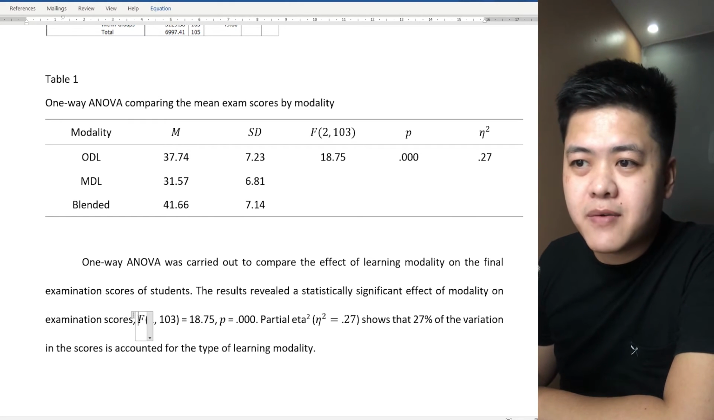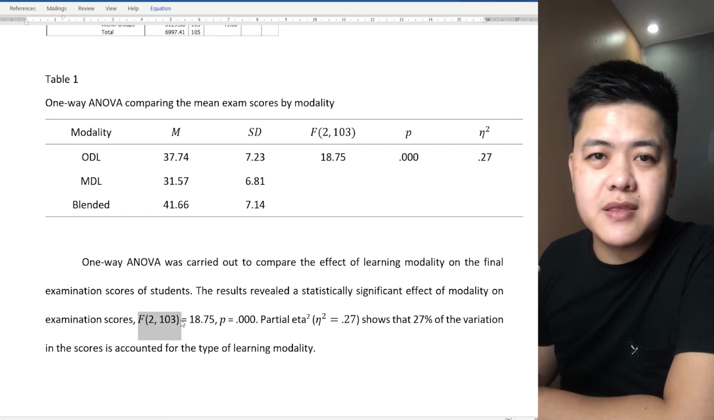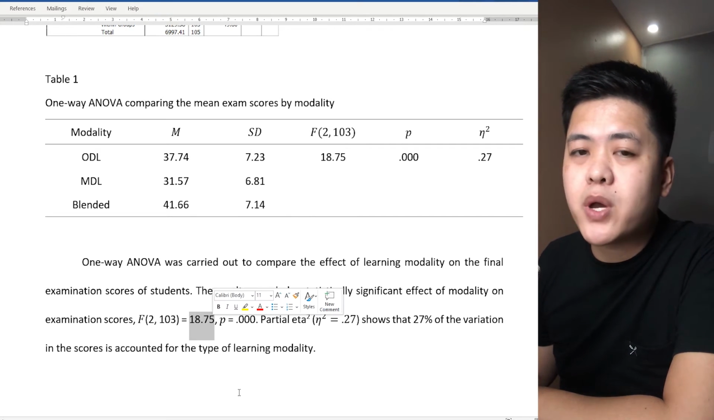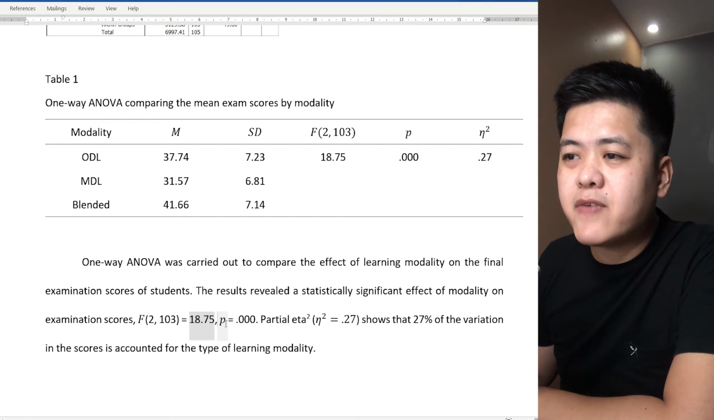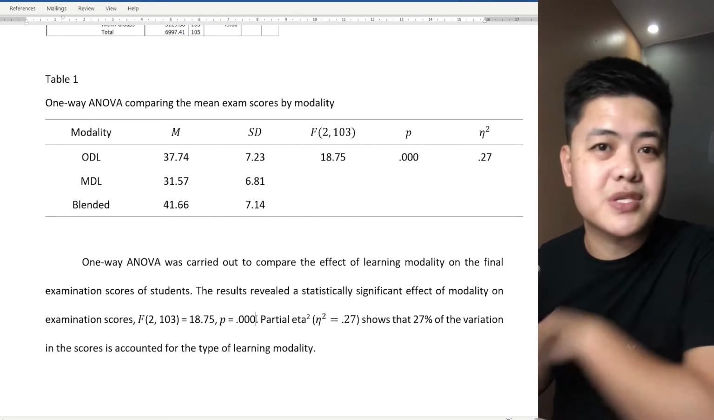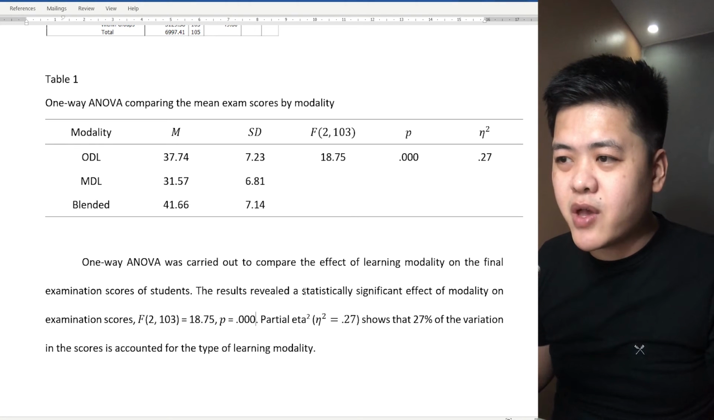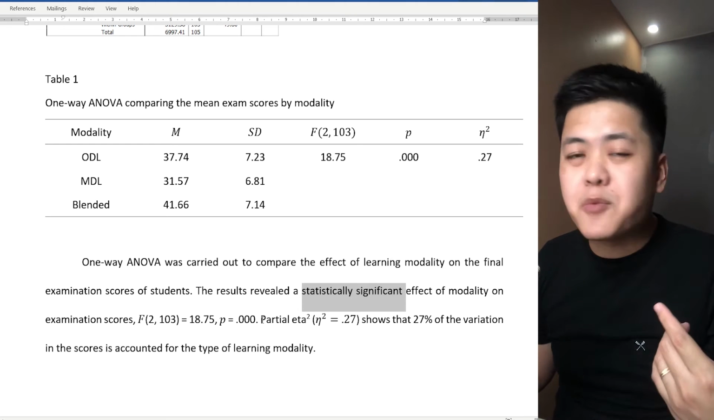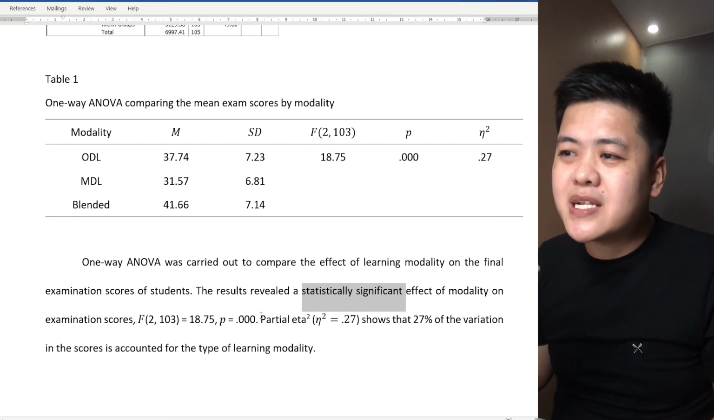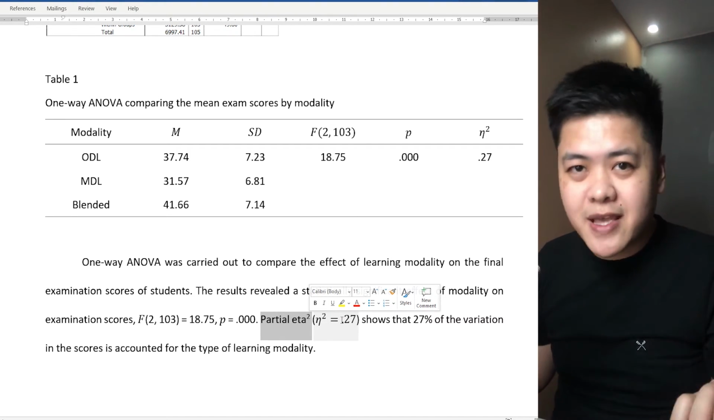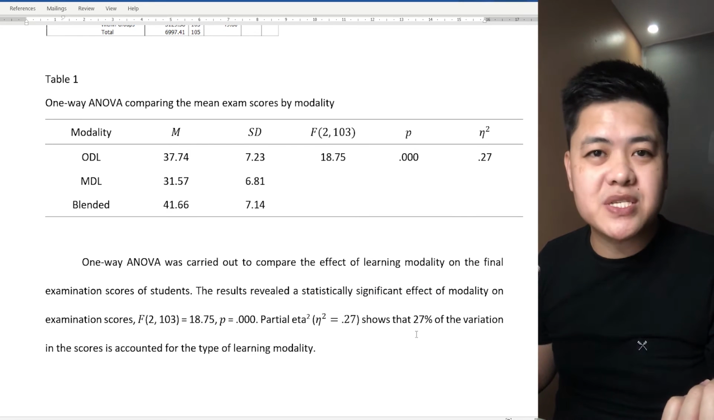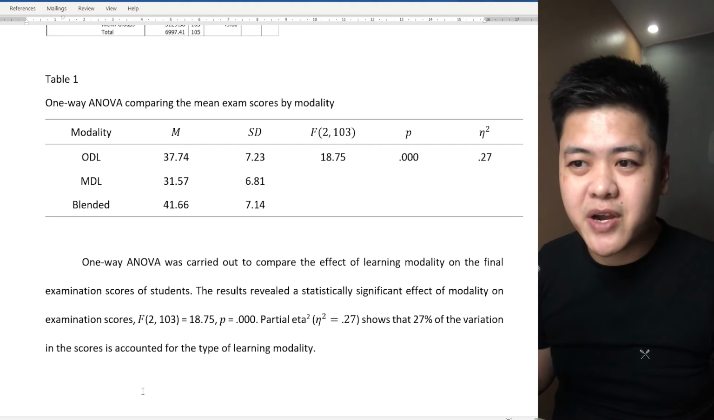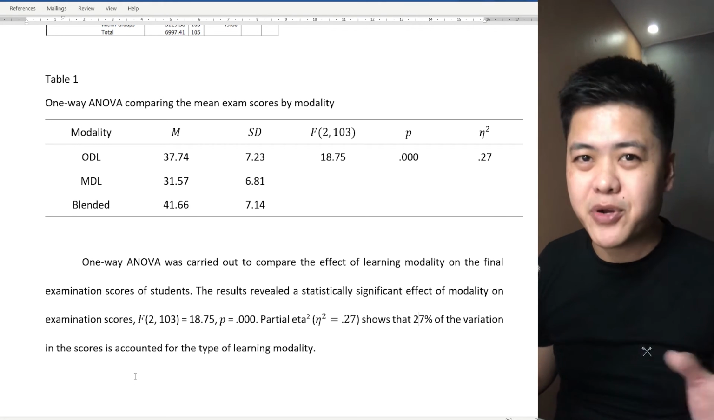And then we report the F statistic with the degrees of freedom, F(2, 103), and this is equivalent to 18.75, and the p-value is 0.000, which is actually significant. So that's the reason why we have this phrase over here, statistically significant effect. And then we interpret the partial eta squared. In this case it's 0.27, which shows that 27% of the variation in scores, that's your dependent variable, is accounted for by the type of learning modality.